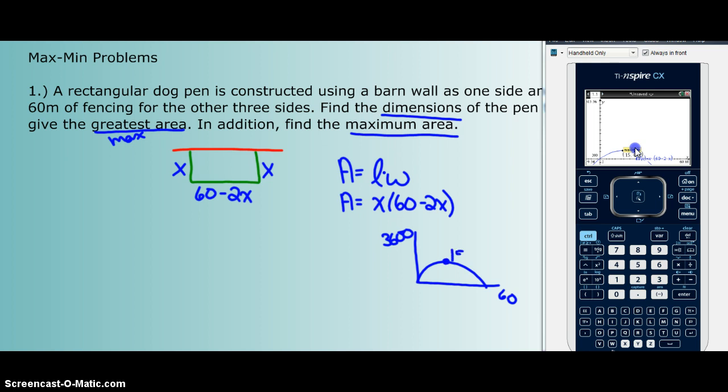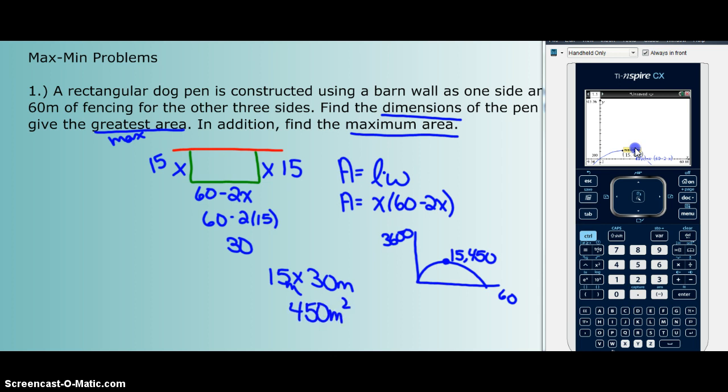Show that maximum. Okay, so that x was the length right here. So this is 15, this is 15, and then 2 times 15 would be 30. So 60 minus 30. So my dimensions are 15 by 30. These are meters. And then the max area would be 15 times 30 is 450 meters squared.